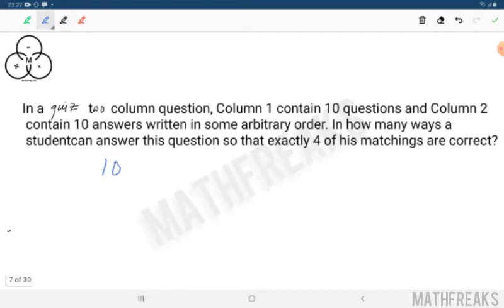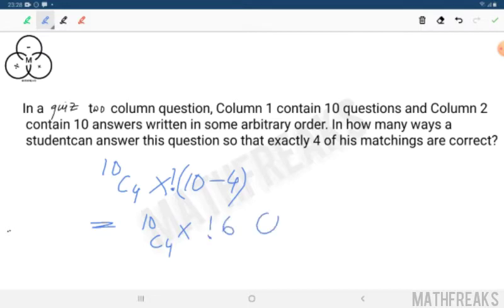10 choose 4. Now there are 6 questions left which cannot be correct, which cannot be in their exact order, which can happen in 10 minus 4 subfactorial ways, that is the derangement of the other answers. So this is 10 choose 4 into subfactorial of 6. This is the answer.